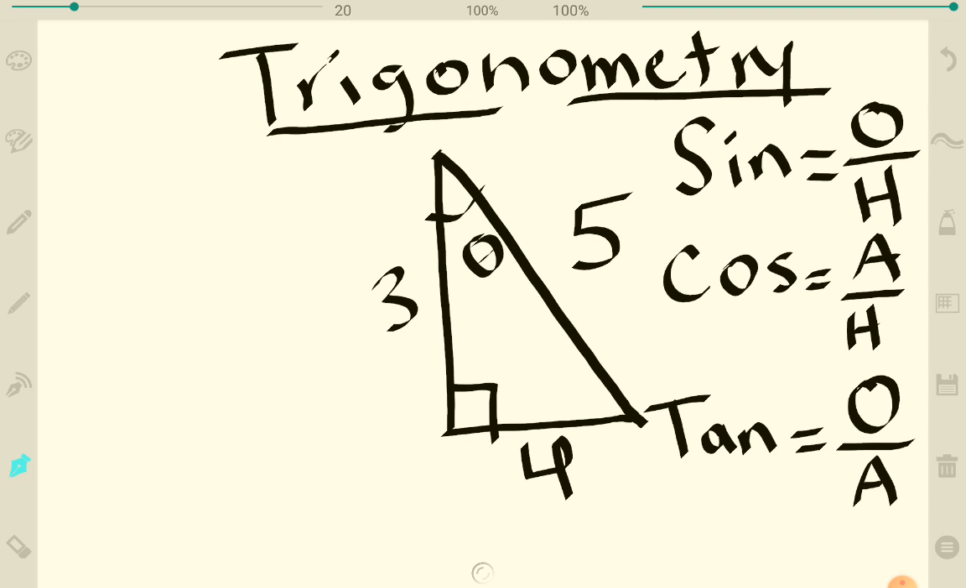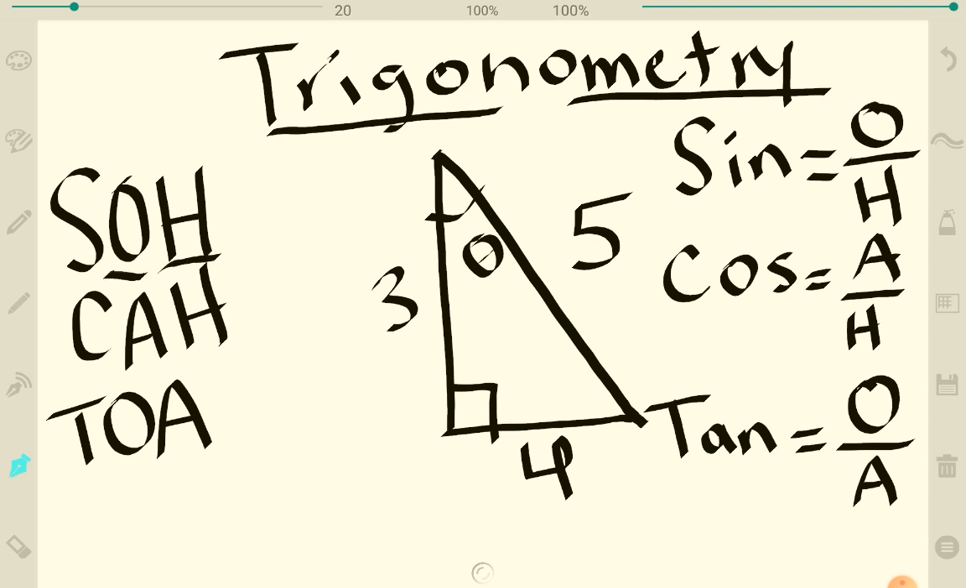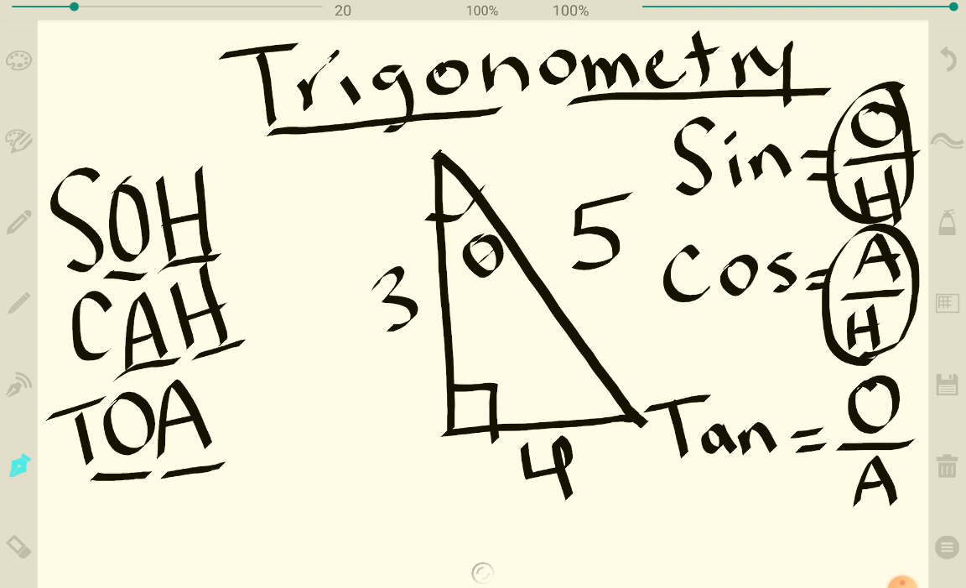And so you guys are probably thinking, how am I supposed to remember all of this, and what are these sides? Well, first, to remember all of this, you can use what I learned: SOH CAH TOA. So basically, this would be opposite over hypotenuse, and over here it shows opposite over hypotenuse. This would be adjacent over hypotenuse, and over here it shows adjacent over hypotenuse, and over here would be opposite over adjacent, and over here it shows opposite over adjacent.